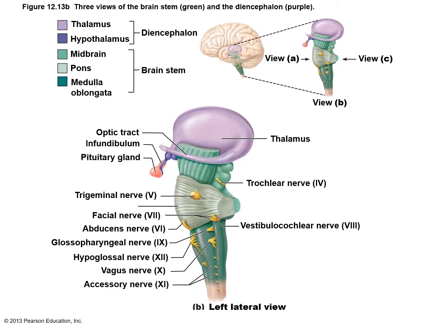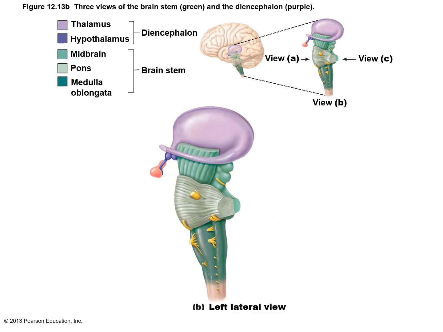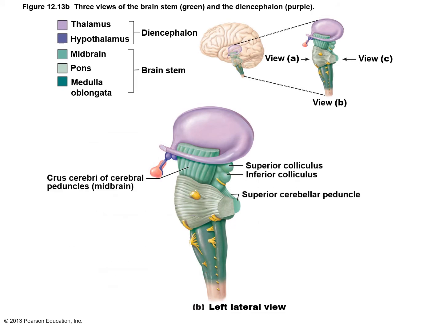So again, if we fade out some of these other structures, here we can see the crus cerebri, the cerebral peduncles, the superior and inferior colliculus, and the superior cerebellar peduncle. So these are portions of the midbrain. The pons contains the middle cerebellar peduncle, and the medulla oblongata contains the inferior cerebellar peduncle and the olive, which contains the olivary nuclei. More information on that later. And if you're wondering why 3 structures here would be called cerebellar peduncles, it's because these are connections between different parts of the brainstem and the cerebellum.